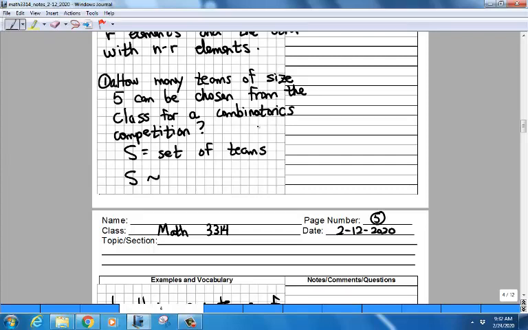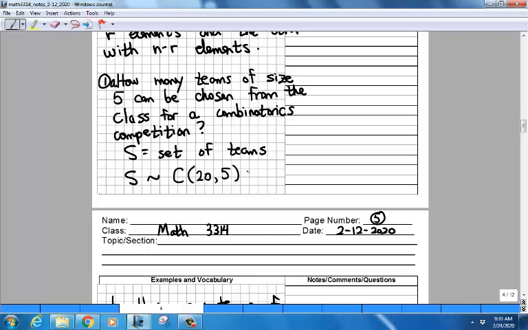How big is the class? 20, right. So the set model we can use for this is the set of combinations from a set of size 20. And how big do we want our combinations, our subsets, to be? 5. So remember, I often use this notation to represent the set of all combinations from a particular set. So this would be the set of subsets of size 5 from a set of size 20.